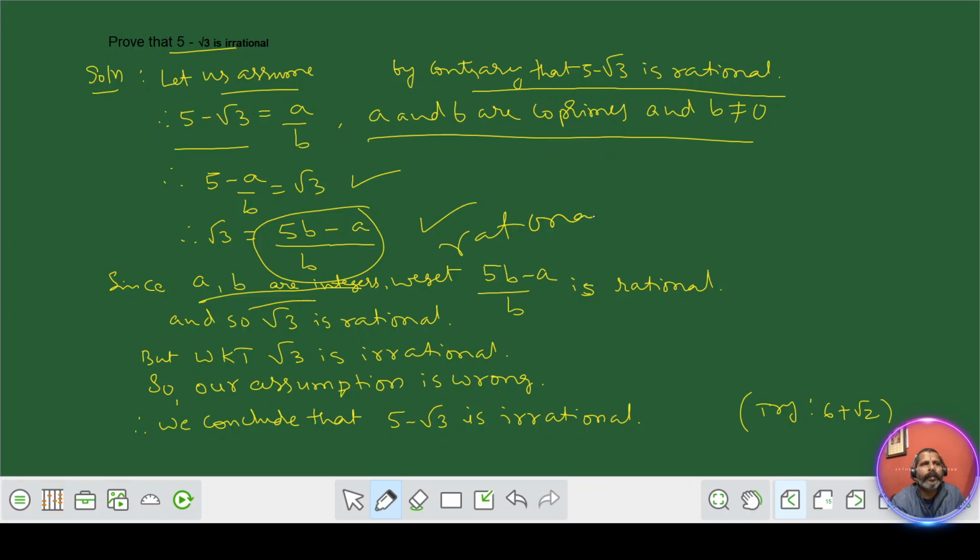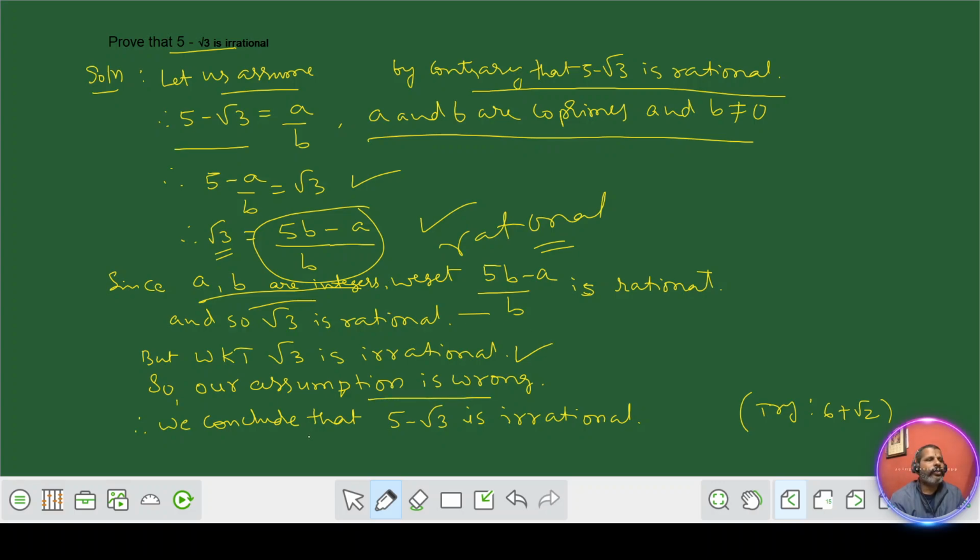When the right hand side is rational, we write the same thing: 5b minus a by b is rational. So is root 3. So when left hand side is equal to right hand side, they should be of the same category. So root 3 is rational. But we know that root 3 is irrational, right? We write the statement.